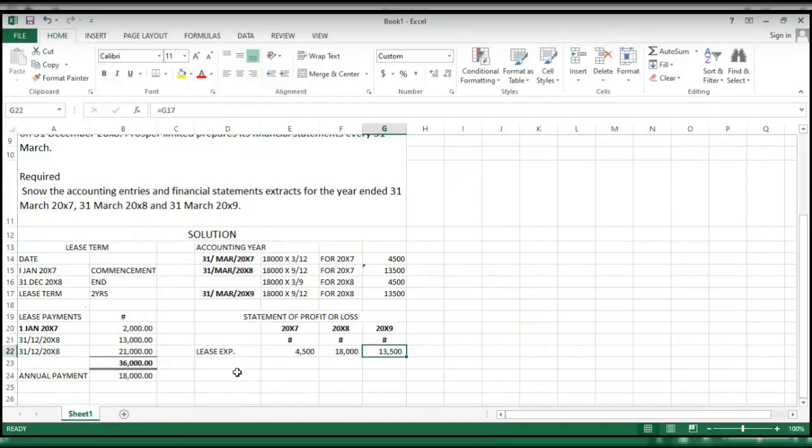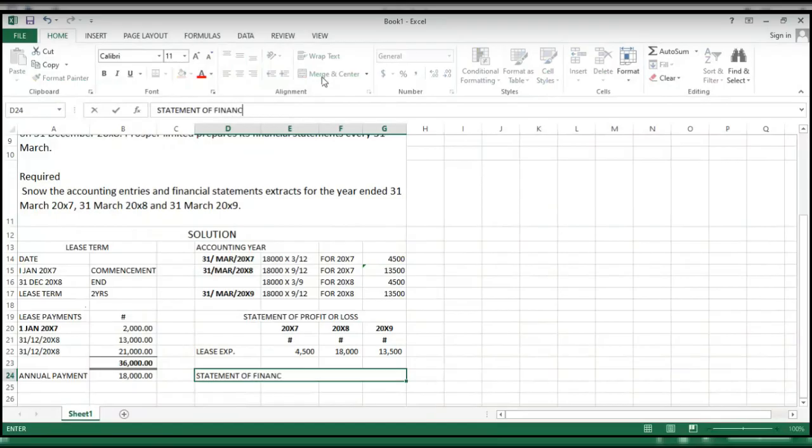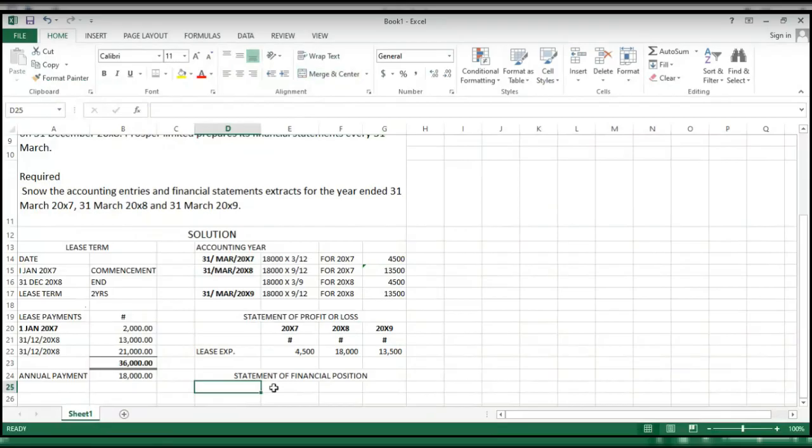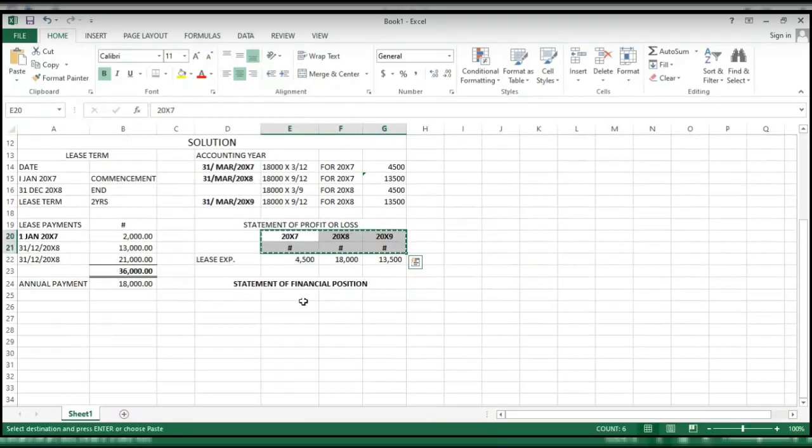We have it there. So let's have our statement of financial position. Statement of financial position is what we are having here now. So we are going to be having the 3 years there also.